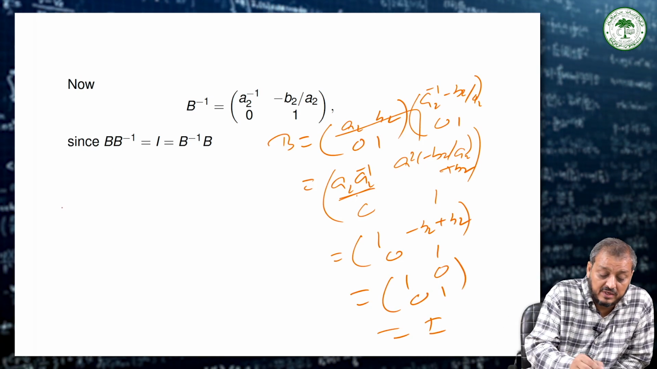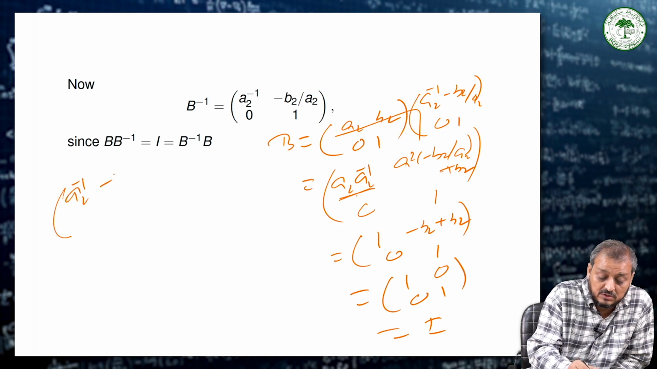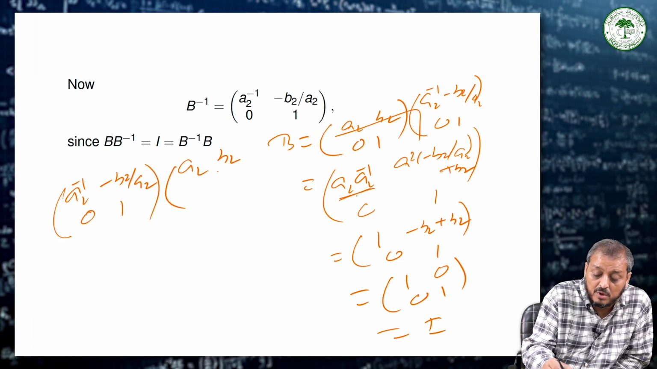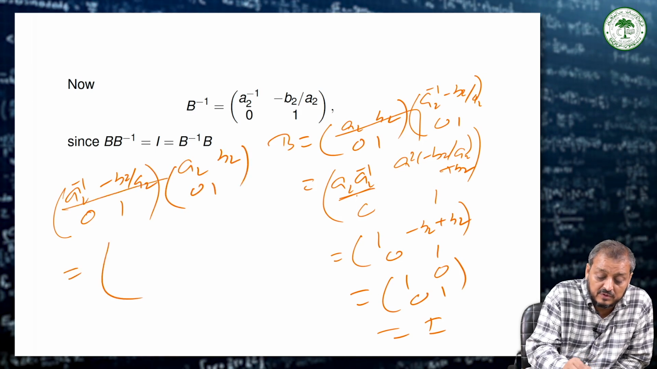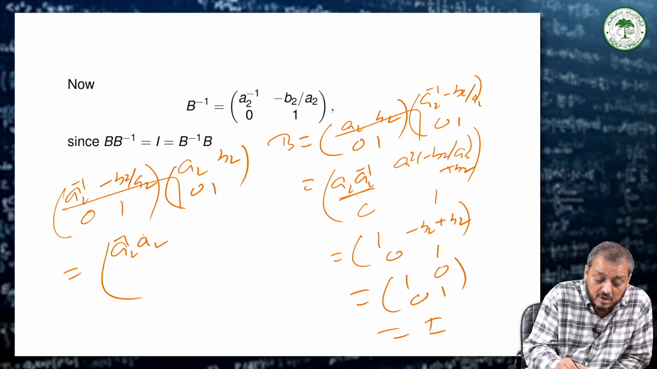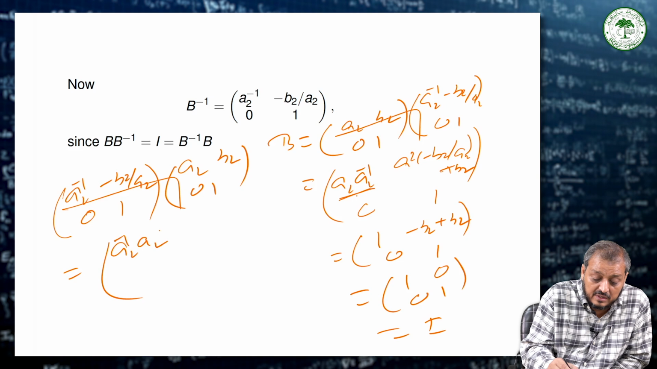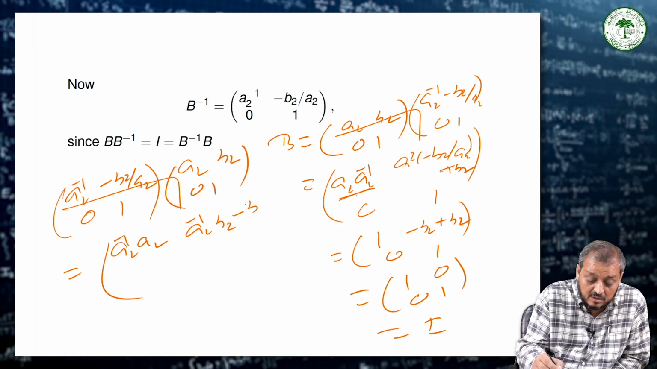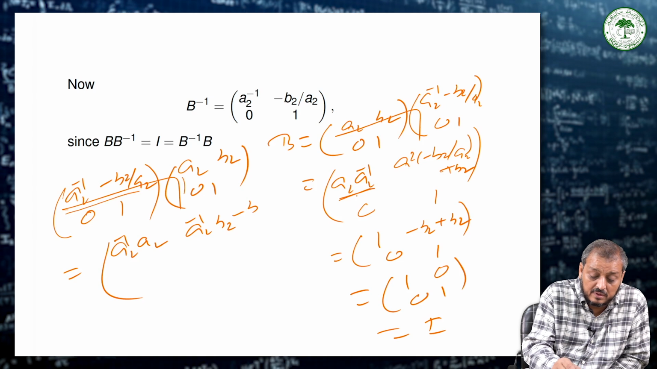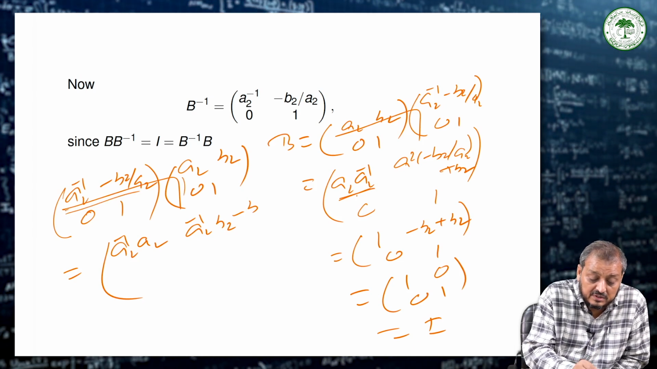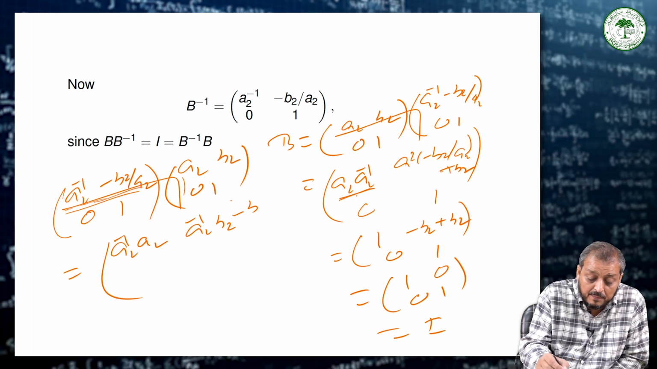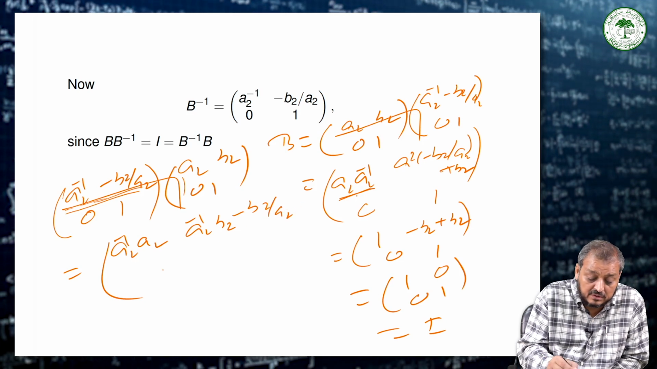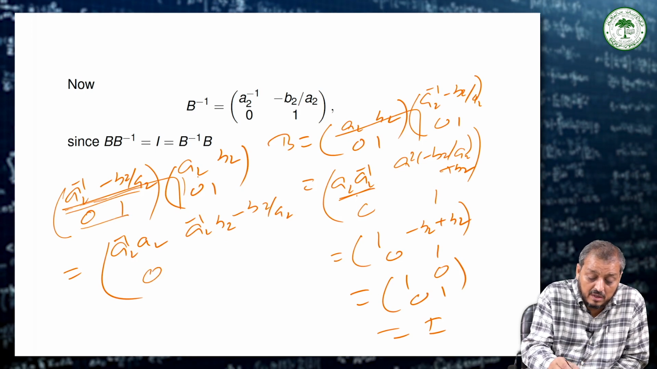Similarly we can show the other order. We take A2 inverse, minus B2 upon A2, 0, 1, and multiply it by A2, B2, 0, 1. This gives A2 inverse times A2, then 0, then A2 inverse B2 minus B2 upon A2, and then 0 and 1.